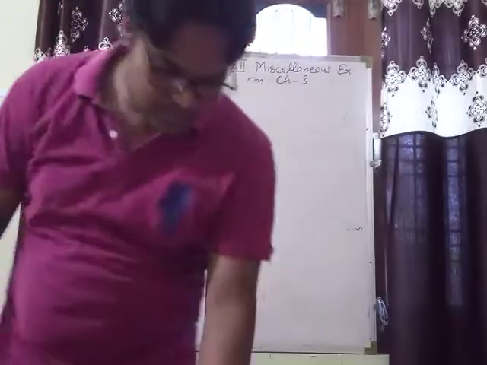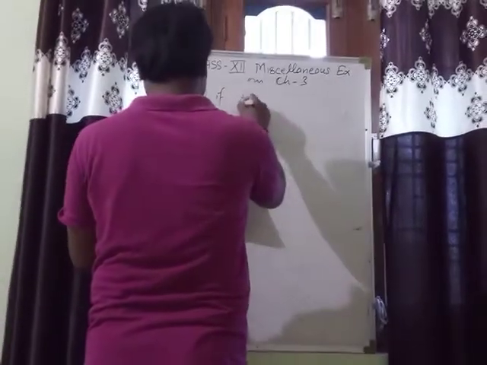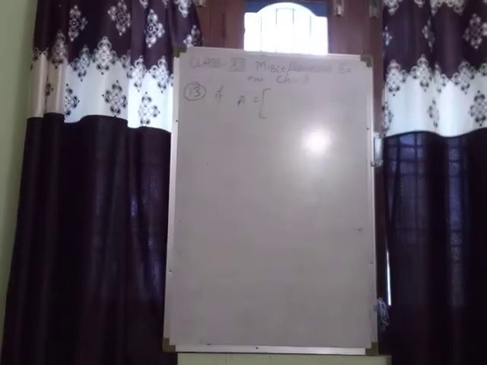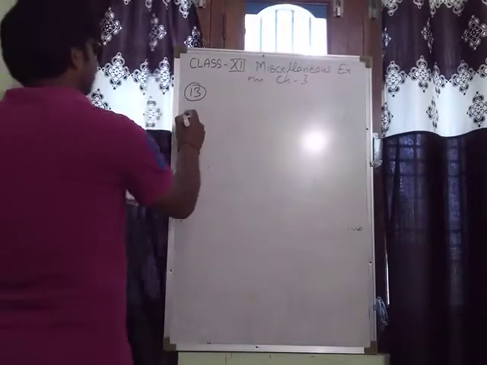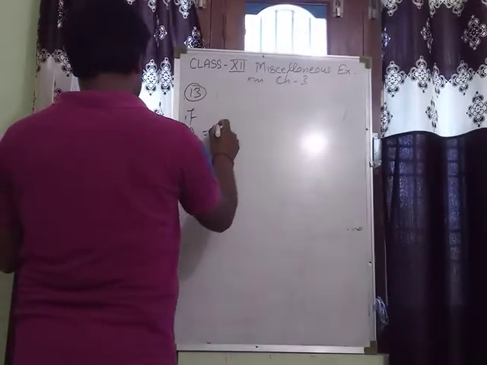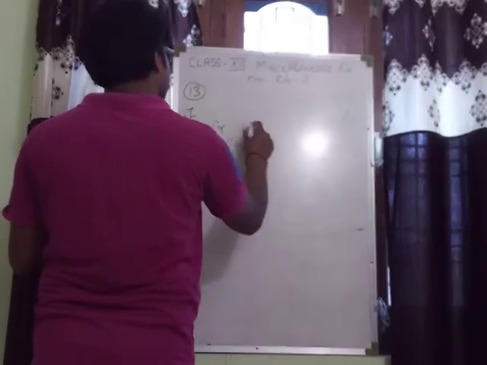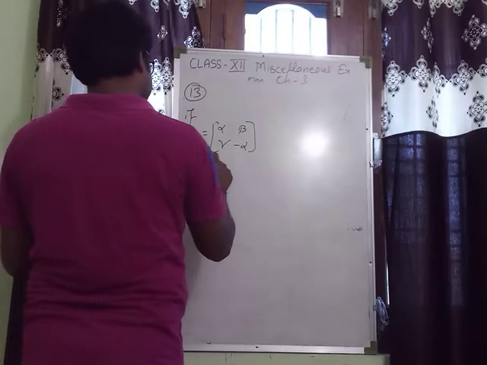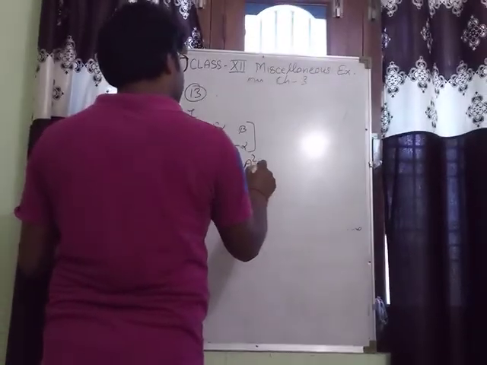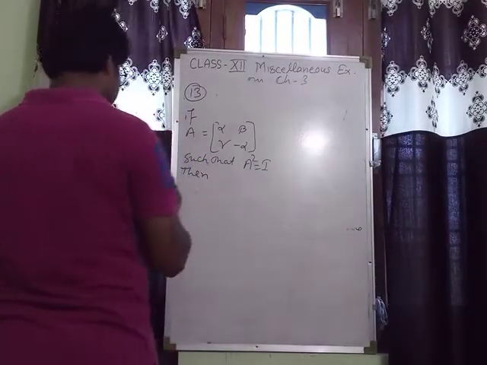Question number 13 is, if A is alpha, beta, gamma minus alpha, such that A square is equal to identity matrix, then this is a multiple choice question.